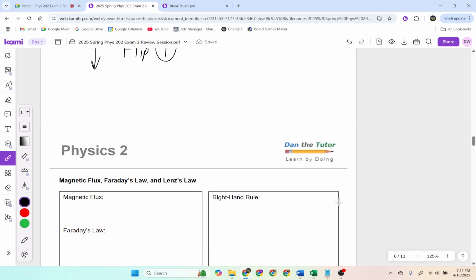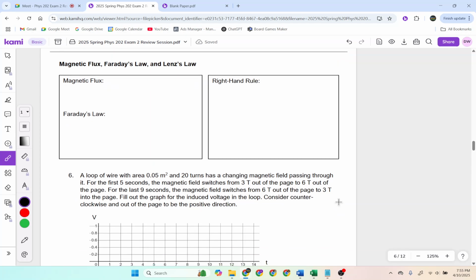Okay. Next, we have magnetic flux, Faraday's law, and Lenz's law. Young calls this induction, which it technically is, but I don't hear anyone else call it induction. But that's what he calls it. So first, we need to talk about magnetic flux, because induction and Faraday's law comes from magnetic flux.